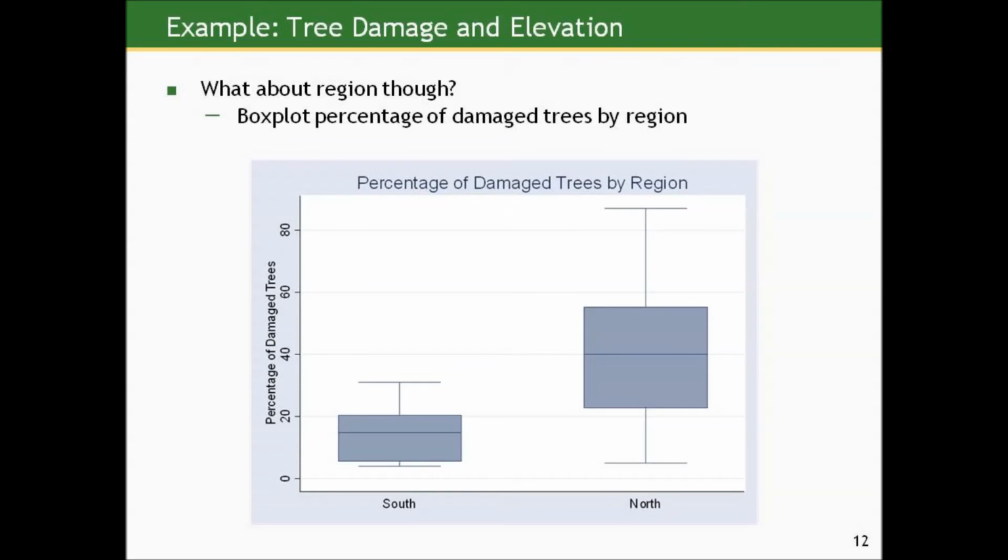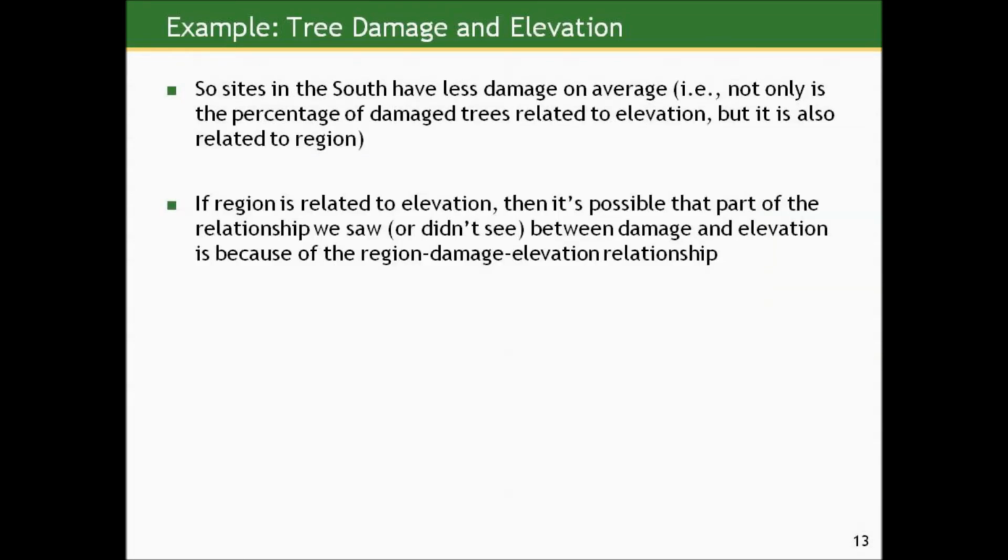But remember, we also have information about the region. Check this out. This is just FYI. Here's a box plot of the percentage of damaged trees by region. And it's pretty clear from this picture that the outcome, percentage of damaged trees, is also related to region. So at least considering the box plot, sites in the south have less damage. Now, if region is also related to elevation, then it's possible that part of the relationship we originally saw or didn't see between damage and elevation is because of this behind-the-scenes thing going on with region.